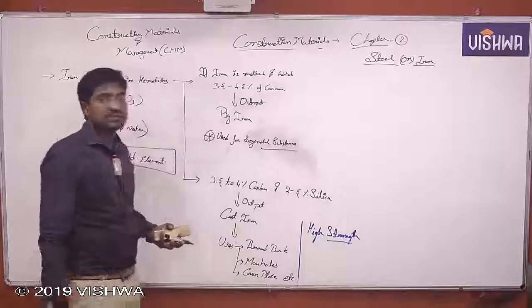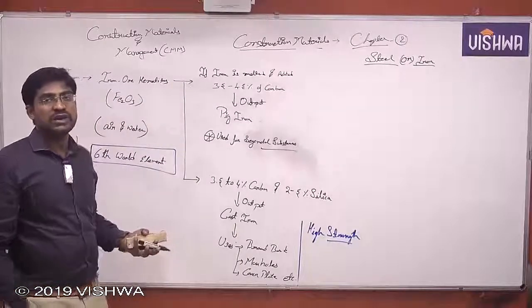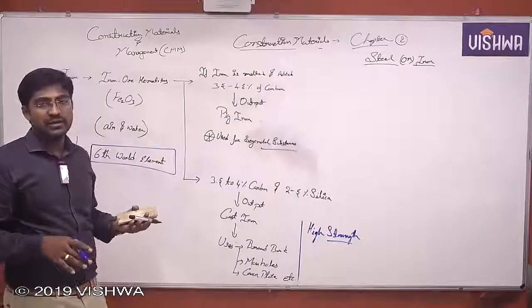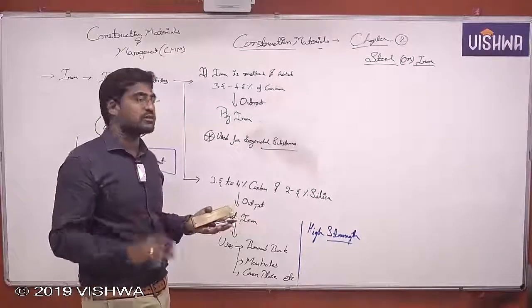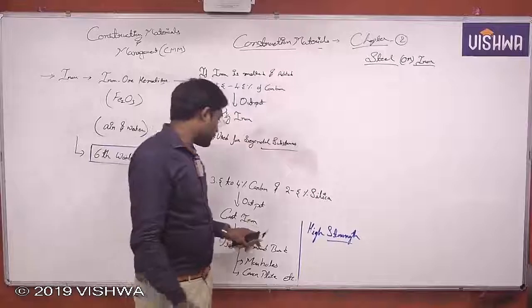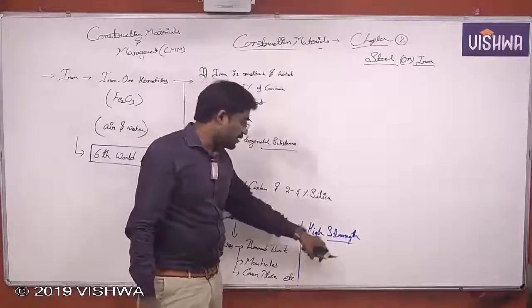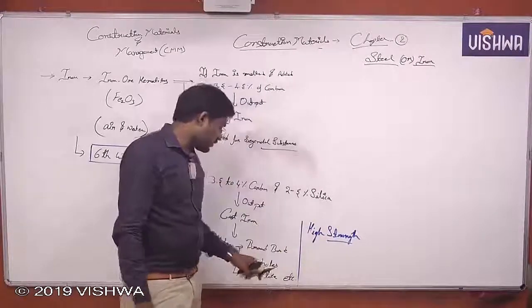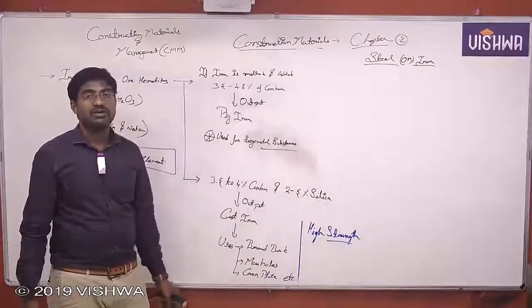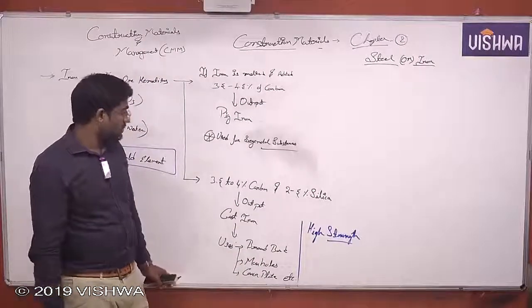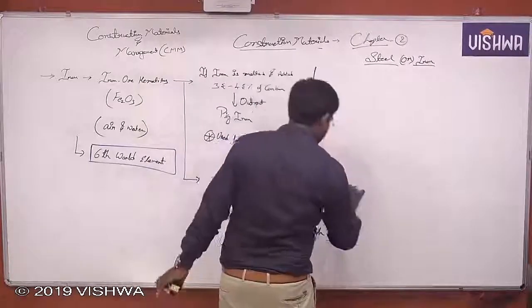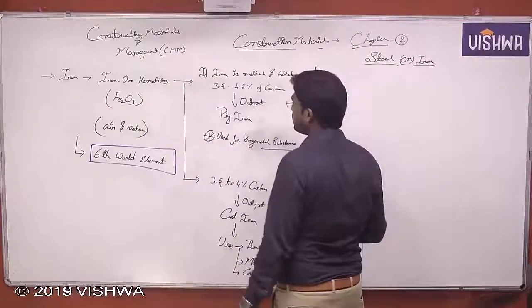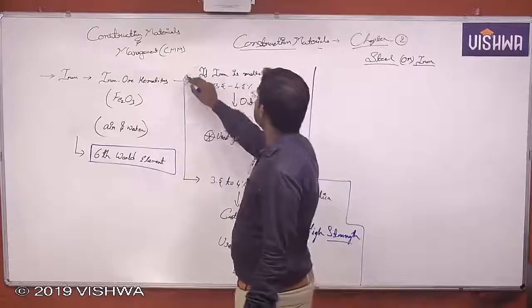High strength is usually required. The manholes are capable of bearing loads from vehicles and other things. So the most important use of cast iron is nothing but high strength bearing elements like manholes and other things. So this is the consistency of this.